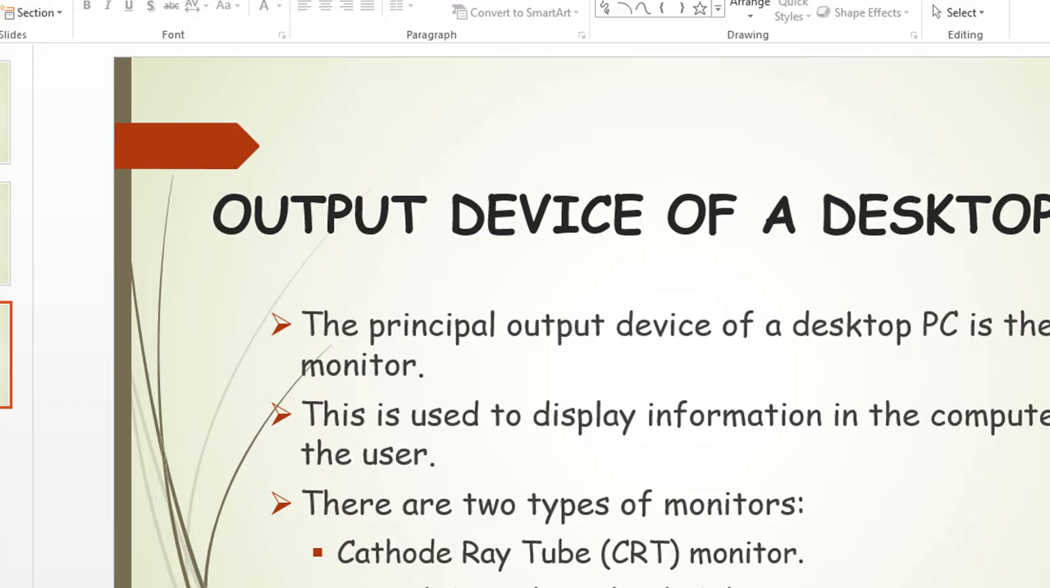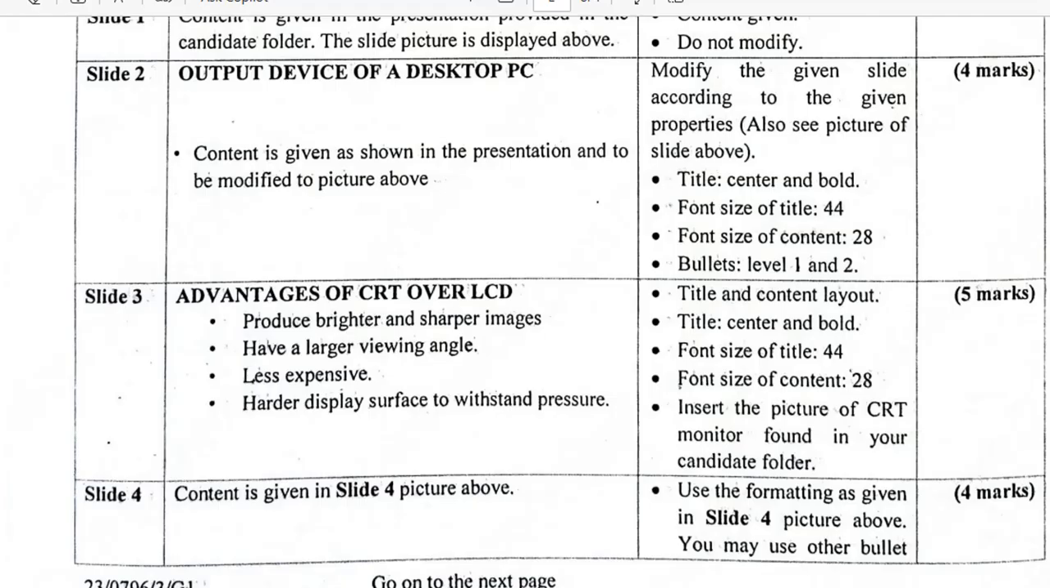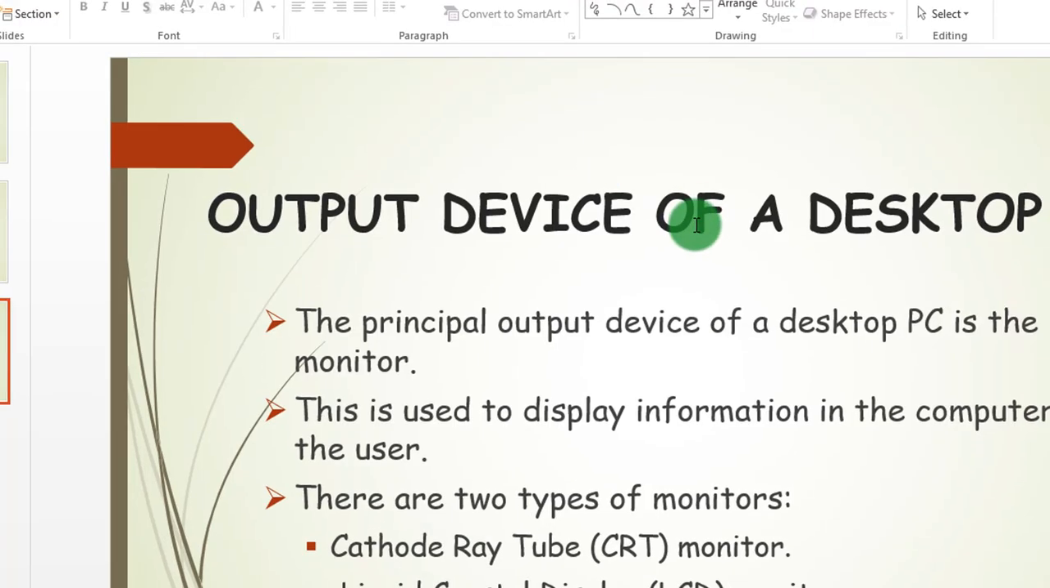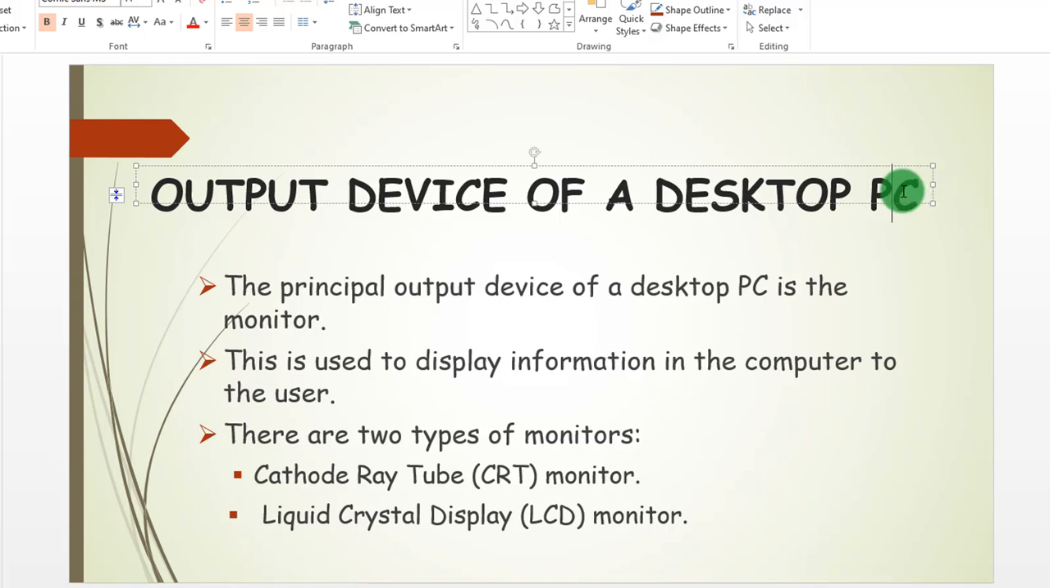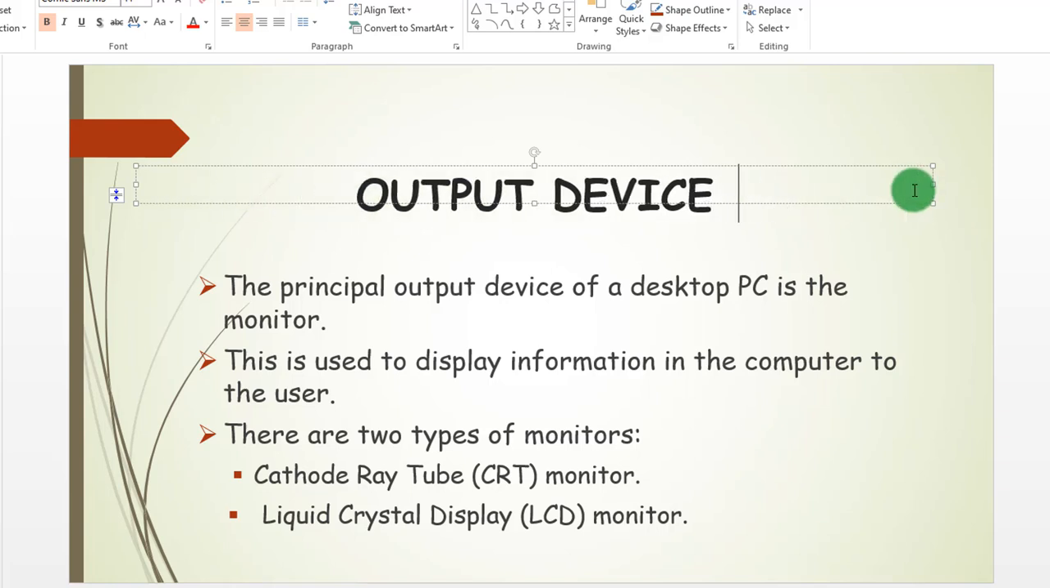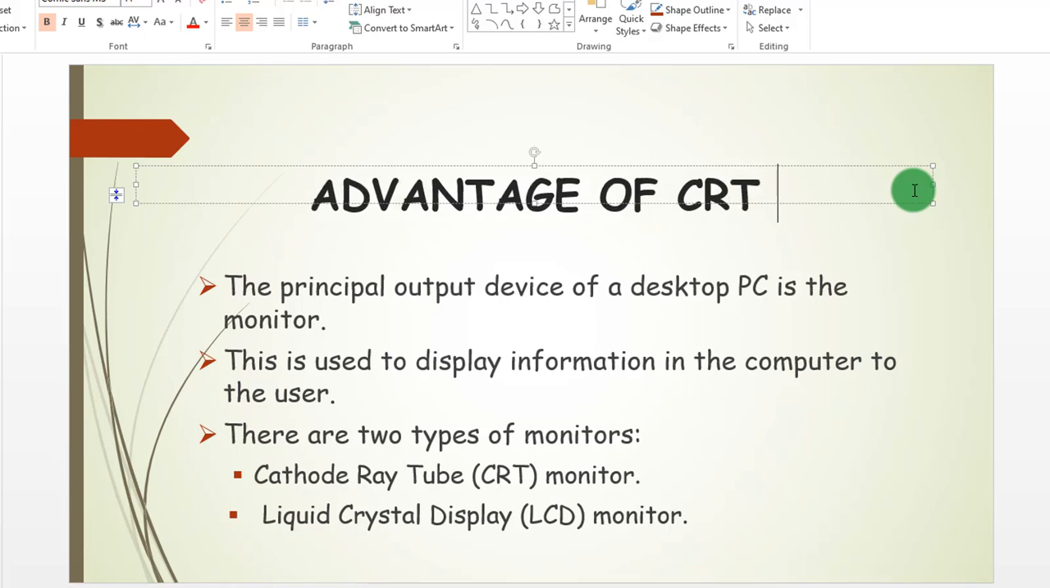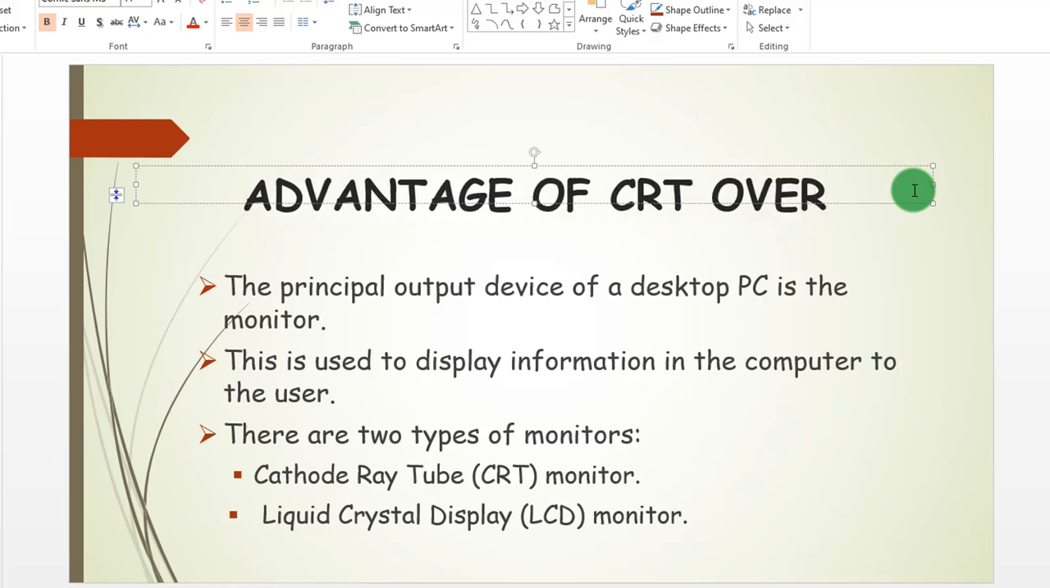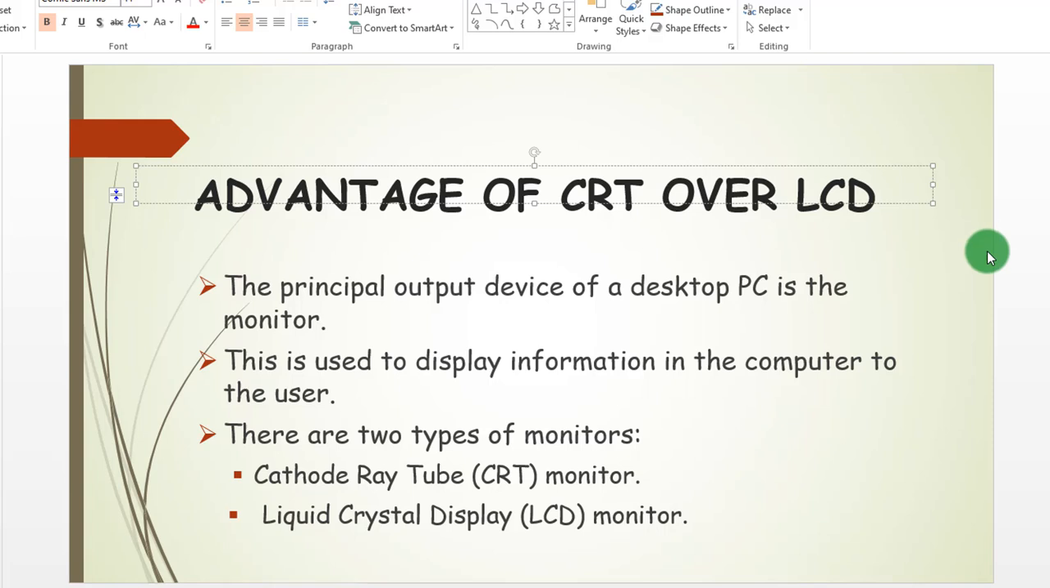I modify the text. So the first text you are seeing there is what? Advantage of CRT over LCD. So I just click here and modify everything, meaning that you remove this text. This is to save time in the exam. So they say it was in capital letters: advantage of CRT over LCD. So this is all. I hope you are seeing I'm saving time.